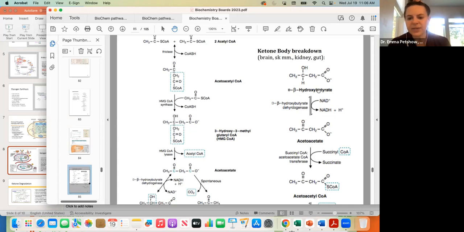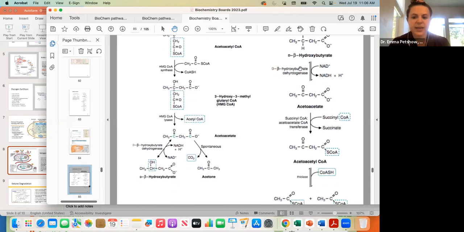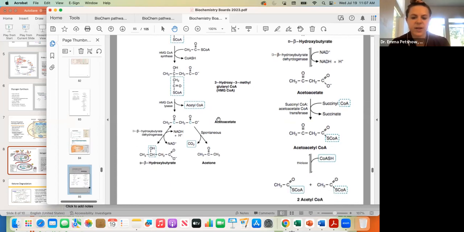We can see beta-hydroxybutyrate is going to get converted back into acetoacetate using, again, beta-hydroxybutyrate dehydrogenase. This can go either direction. We then gain an NADH in this process. Acetoacetate now does not go back in the same process here. It has a different enzyme, succinyl-CoA acetoacetate transferase. This is a different enzyme used.